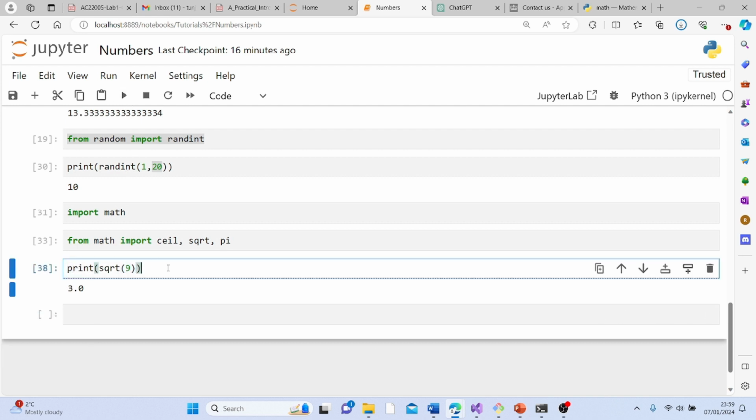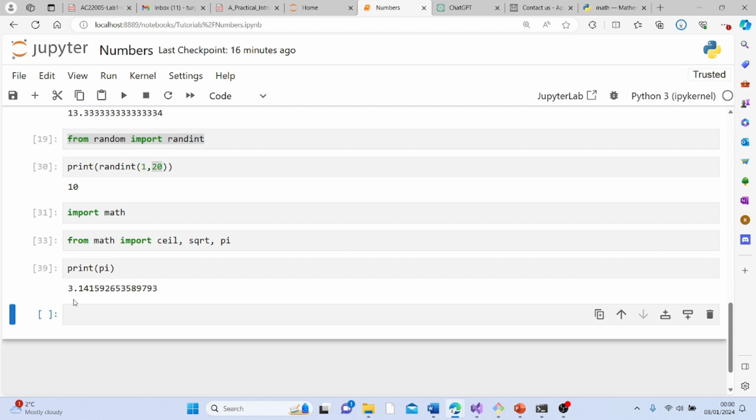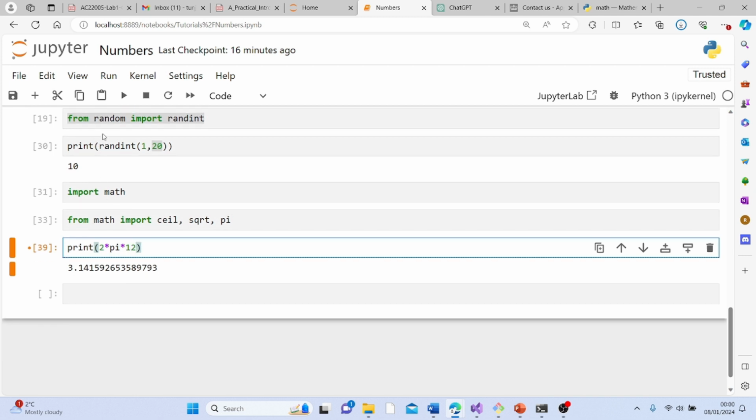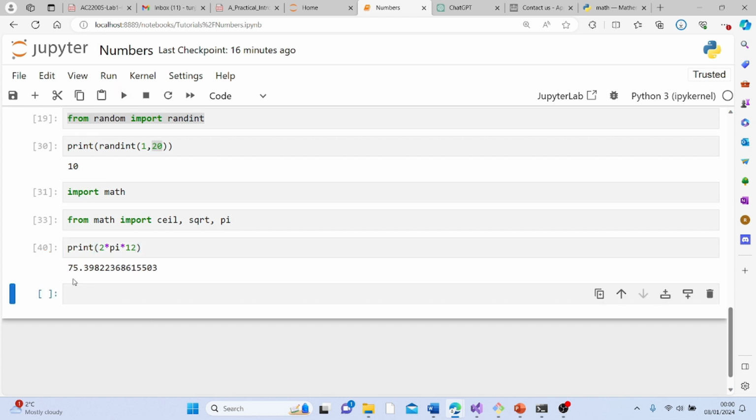So the pi, let's print the pi. The pi will give you the value of pi, which is 3.14 to the precision level here. So you can say, for example, if you have a circle, you can say the circumference is 2 pi r. You can just multiply 2 by pi, and the radius of your circle is, let's say, 12. So the circumference 2 pi r is giving 75 point something like that.